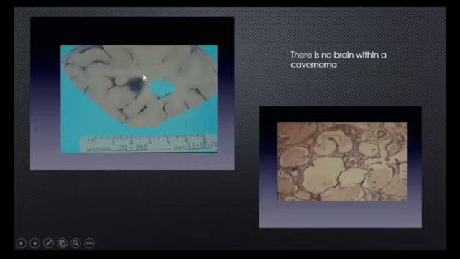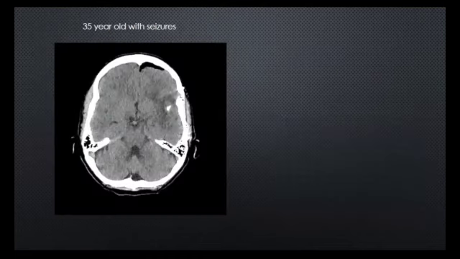Now, this is what a cavernoma looks like at autopsy. This is the staining of the brain that occurs associated with the intermittent bleeding of the cavernomas. And these are the dilated vascular channels within the cavernoma. Remember, there is no brain inside of a cavernoma. This is what allows surgeons to take out cavernomas that reach the surface of the brain without risking removing brain tissue along with the resection.